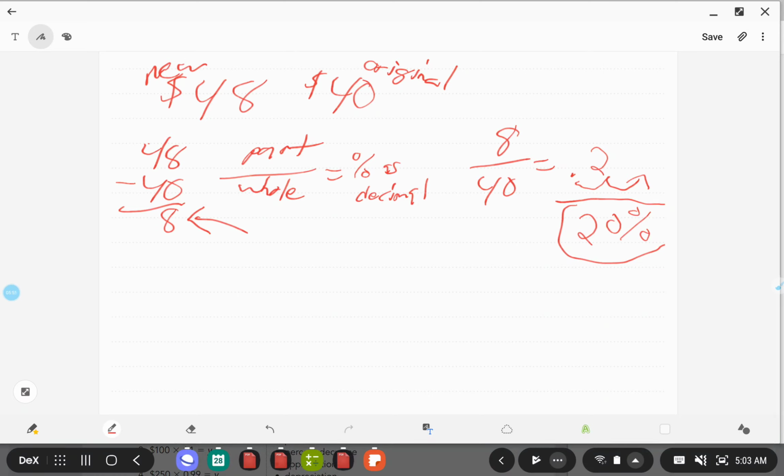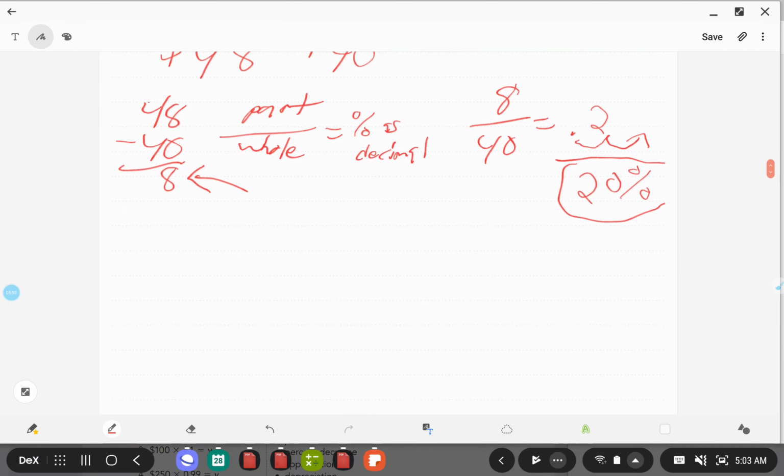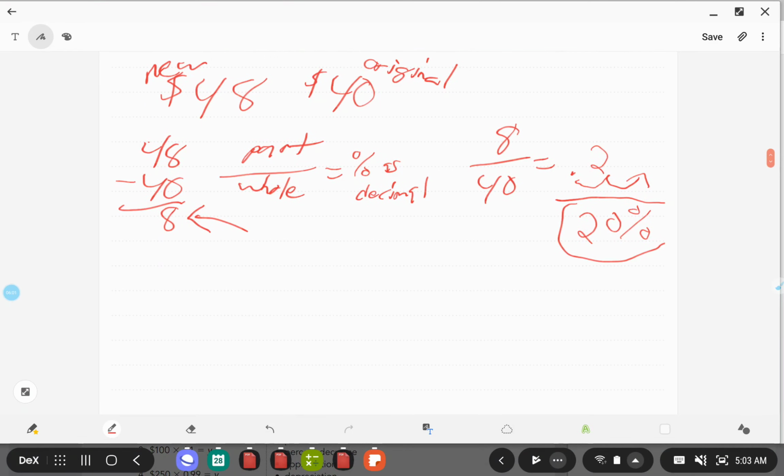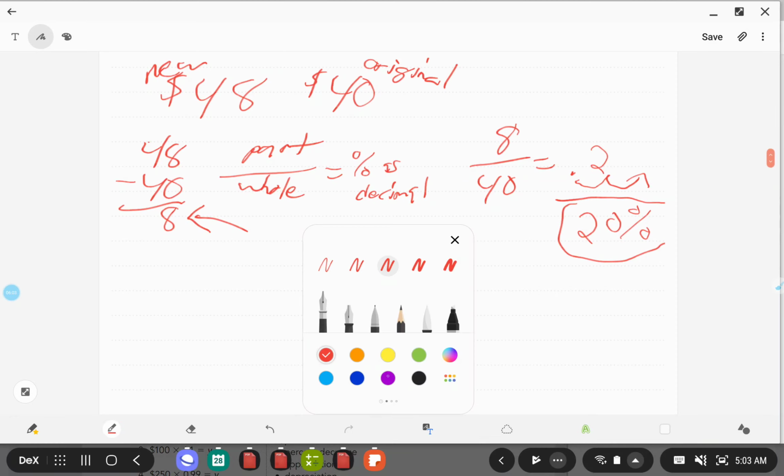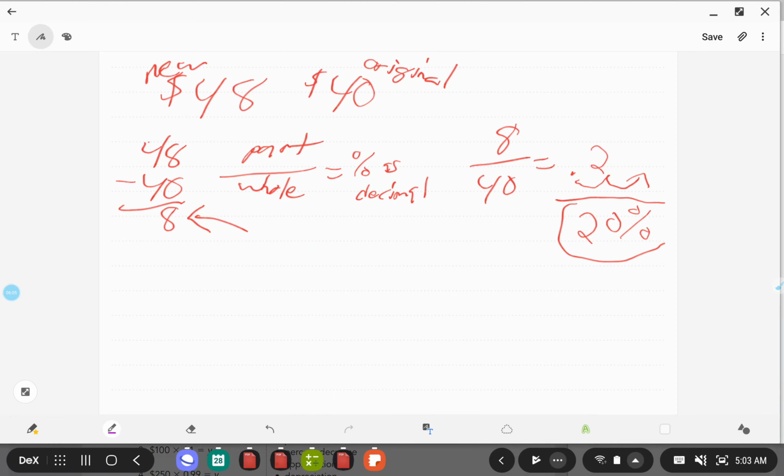You could also do it by keeping it, instead of doing part versus whole, I'm going to change color again. Instead of doing part over whole, you could do new over original. And this will give you the full percentage. Okay? So in this case, the new was 48. The original was 40. Oh, sorry if that looks like a 6. It's supposed to be an O.